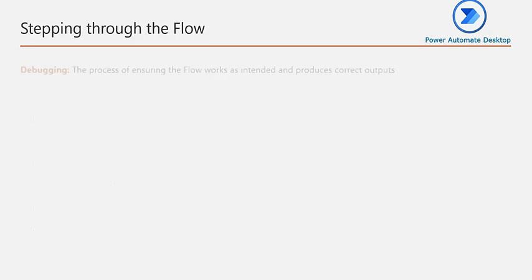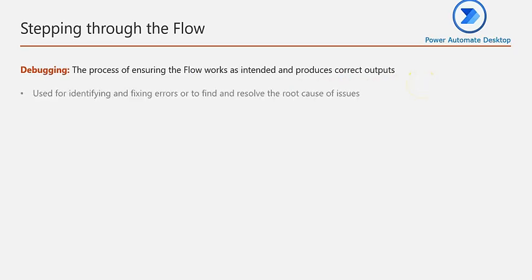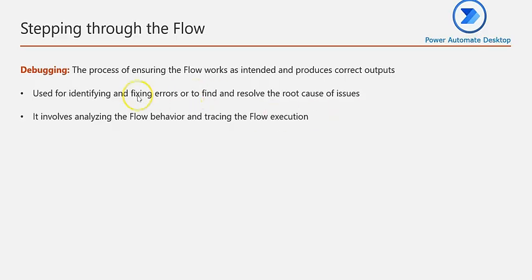Beginning with the first topic, stepping through the flow. Debugging process, as I said, it's been there since the programming ages. It's the process of making sure that our flow works as expected and it produces the correct outputs. Therefore, we will be conducting a debugging process, and this is used to identify and fix errors or to find the root cause of any issues. So during development, the developer debugs the code to check whether they are getting the correct output for the intended input. So it involves analyzing the behavior of the flow and even tracing the execution of the flow, like which path the flow is taking, whether it is executing correctly or not.